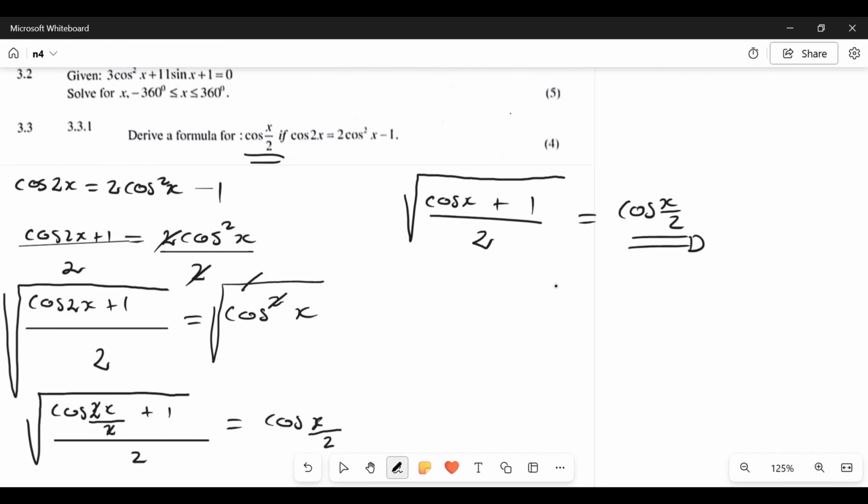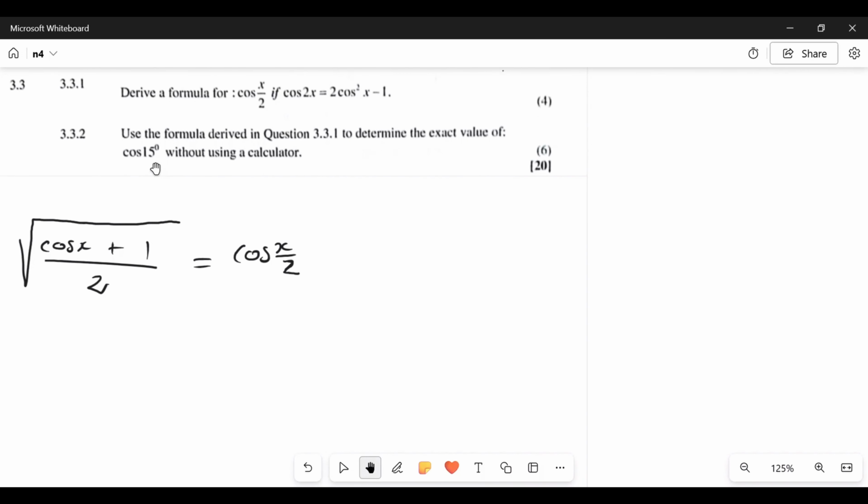Right, people, we are done with 3.3.1. Let's look at 3.3.2. All right, people, the question on 3.3.2 goes like this: use the formula derived in 3.3.1 to determine the exact value of cos 15 degrees without using a calculator. So what they want from this question, guys, is for us to use the equation that we derived in 3.3.1, which is the one that I left here, to calculate cos 15 degrees without using a calculator.